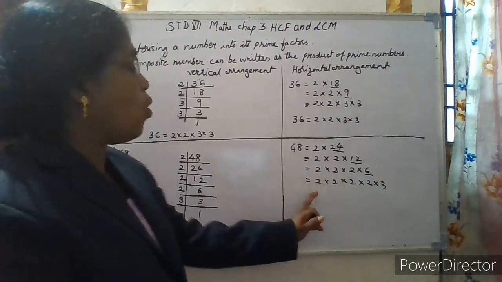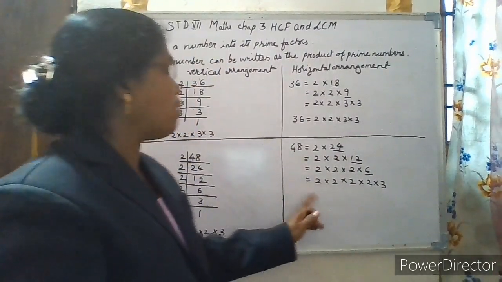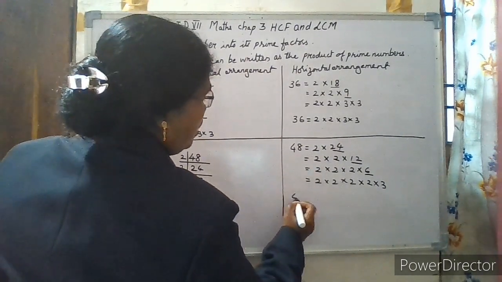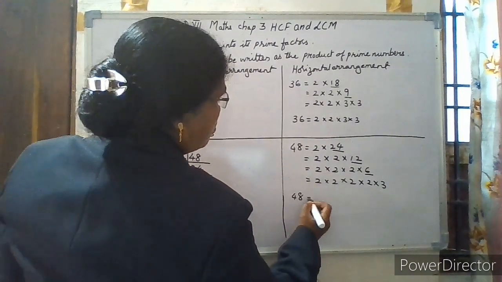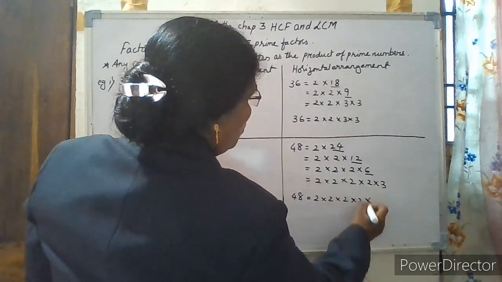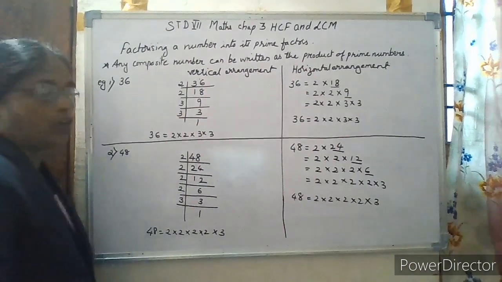Now here all the numbers are prime. So therefore 48 is factorized into prime factors. So 48 is equal to 2 into 2 into 2 into 2 into 3. These are the prime factors of 48.